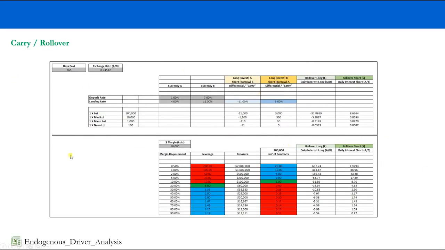we provided you with a template in the endogenous driver analysis spreadsheet, and the template was split up into two sections. The first section looked at the differential, so the carry between two economic zones. And it's a theoretical template. However, you can actually plug the real numbers in and work things out. And we looked at two examples. We looked at the negative carry and we looked at the positive carry.